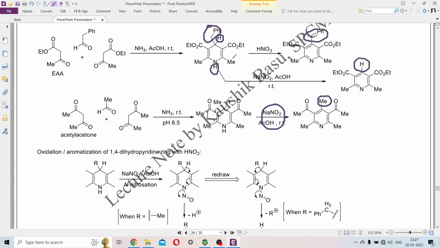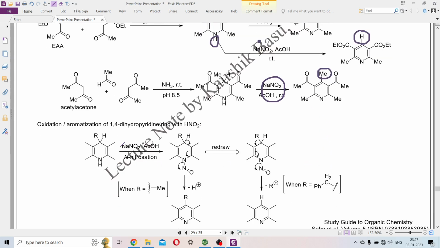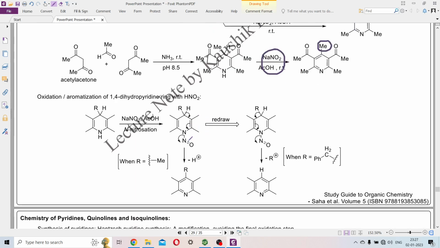Okay, so what is happening in this case? We are doing the two workups, and their outcome is completely different. So basically, when you do a NaNO2 acetic acid treatment, what you are looking to do is nitrosate this nitrogen, and this nitrosation will endow this nitrogen with a goodish kind of leaving group. So one of the two things may happen: either H plus can leave and NO minus can leave, or R plus can leave and NO minus can leave.